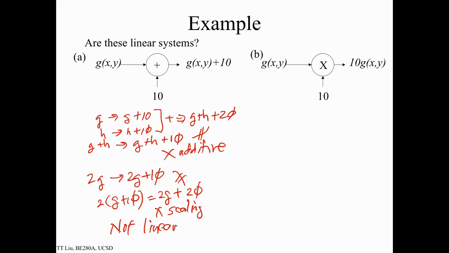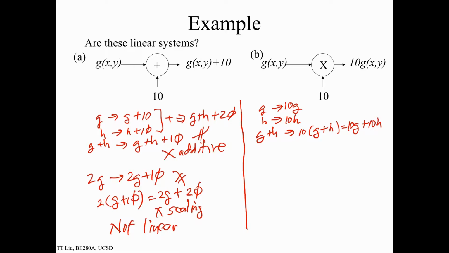Okay, so let's take a look at the second system, and we want to decide if this one is a linear system or not. Let's imagine an input G, and I get 10G out. I have another input H, and I get 10H out. If I put G plus H in, I would get 10 times G plus H, which equals 10G plus 10H. That is equal to the sum of my initial outputs, which is 10G plus 10H. So these are equal, and that is satisfied.